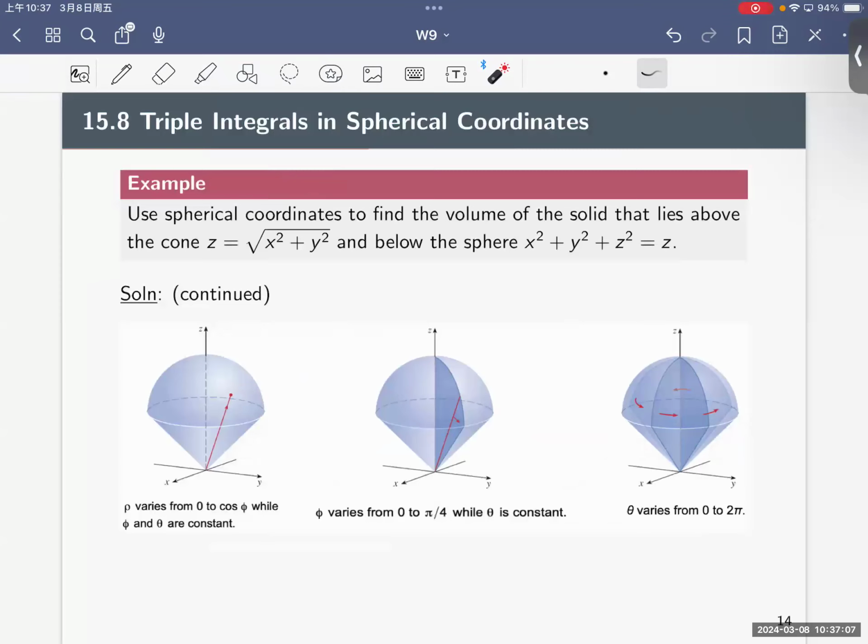Okay, so if you want more details, you can look here. So how I get the limits for rho: rho varies from 0 to cosine phi. Cosine phi is basically this part of the surface.